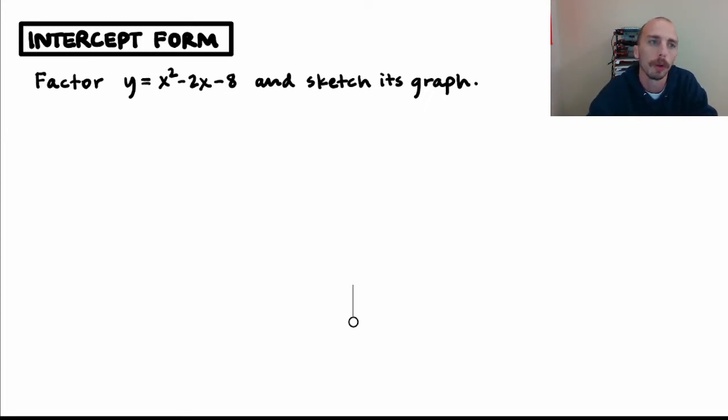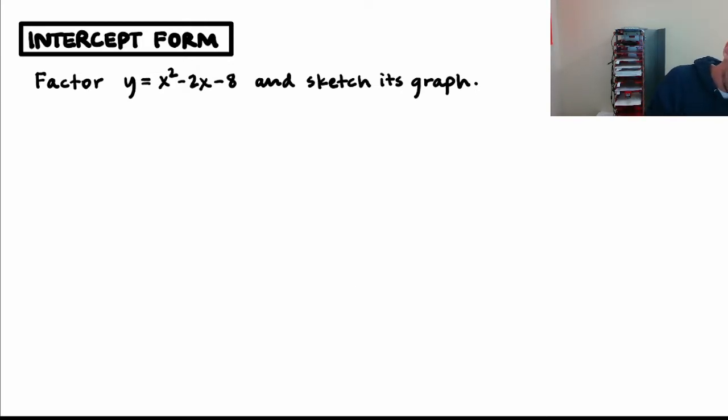All right, welcome. In this video, we're going to be talking about intercept form of a quadratic equation. And so we're going to be doing a lot of factoring, because that's how we're going to take a quadratic equation and write it in intercept form. But to start, let's just look at this basic equation that we could factor and sketch its graph.